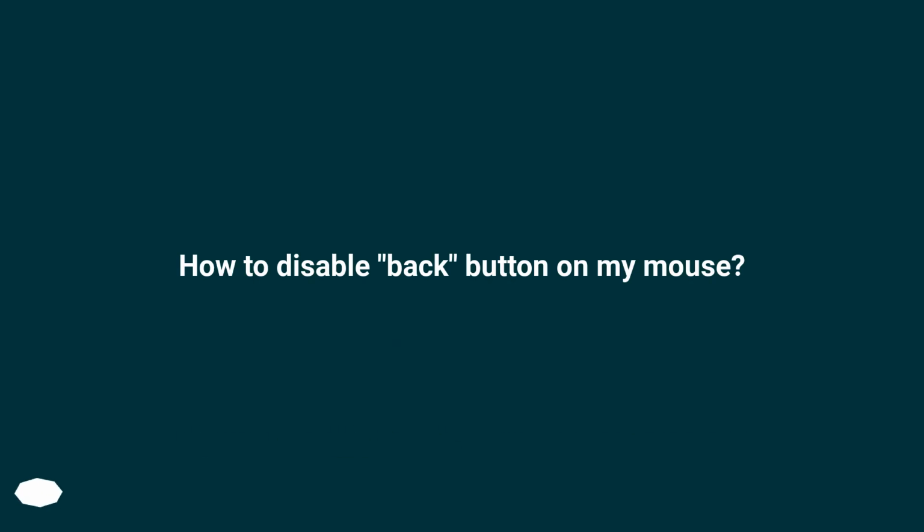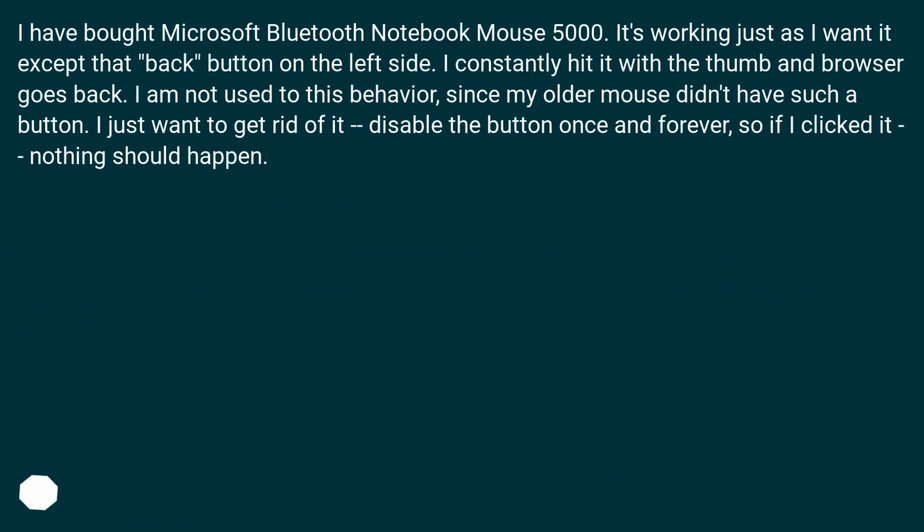How to disable back button on my mouse? I have bought Microsoft Bluetooth Notebook Mouse 5000. It's working just as I wanted except that back button on the left side. I constantly hit it with the thumb and browser goes back. I am not used to this behavior, since my older mouse didn't have such a button. I just want to get rid of it, disable the button once and forever, so if I clicked it, nothing should happen.